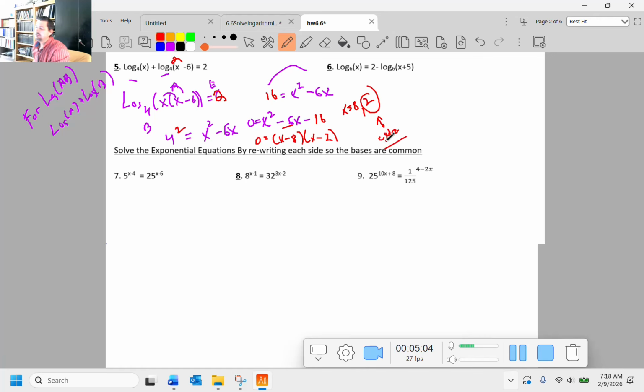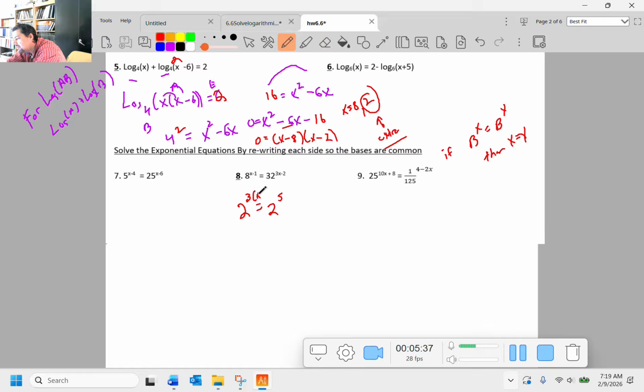There's your extraneous. All right, solve the exponential equations by rewriting each side so the bases are common. The reason we do that is because of another little theorem. It says if b to the x equals b to the y, then x is y. So when I look at 8 and 32, what I see is powers of 2. 8 is 2 cubed, and 32 is 2 to the 5th.